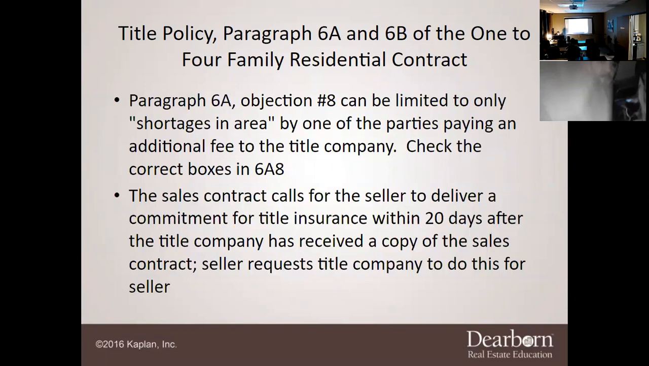Now, paragraph 6A, objection number 8, can be limited to only shortages in areas, like we just talked about, by one of the parties paying an additional fee to the title company. That was that one that I showed you that I always check.